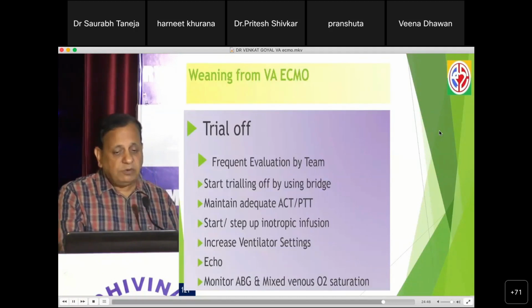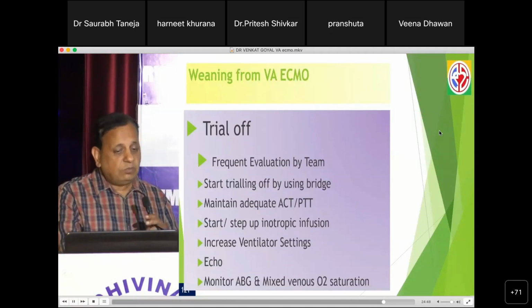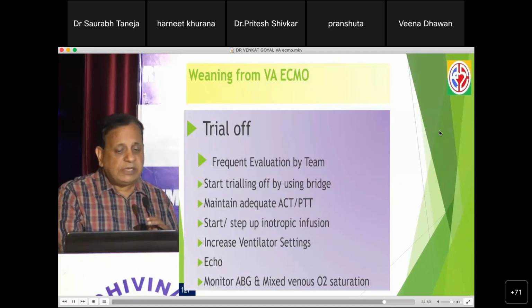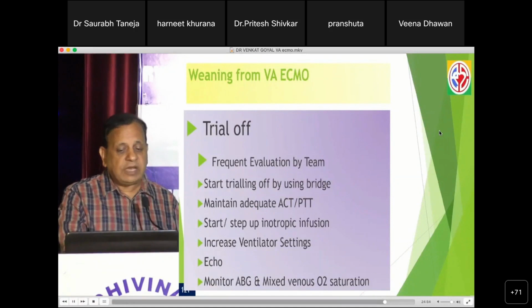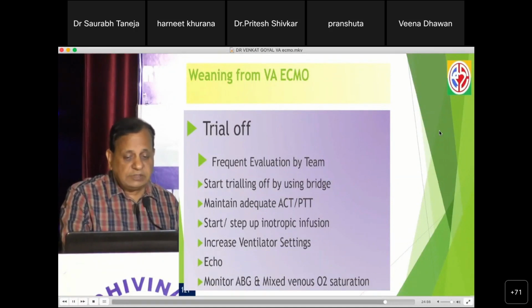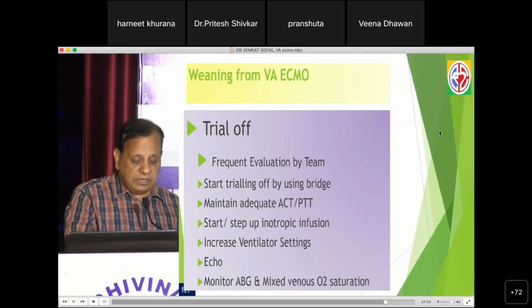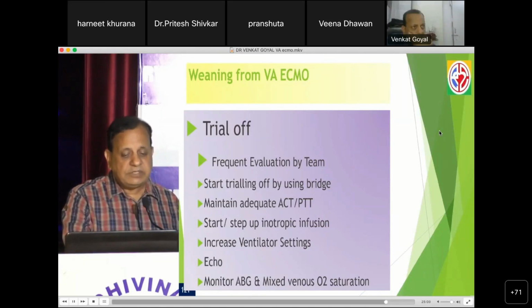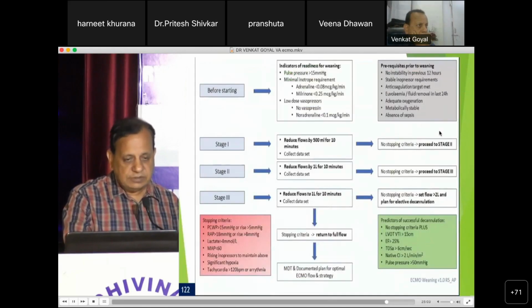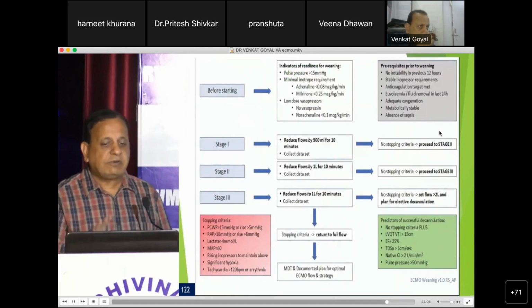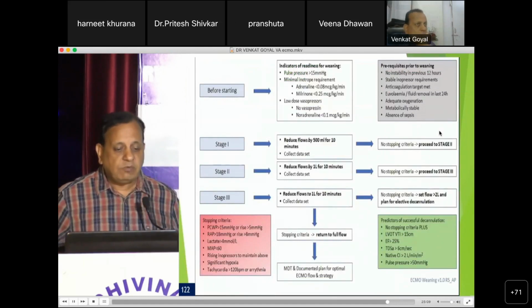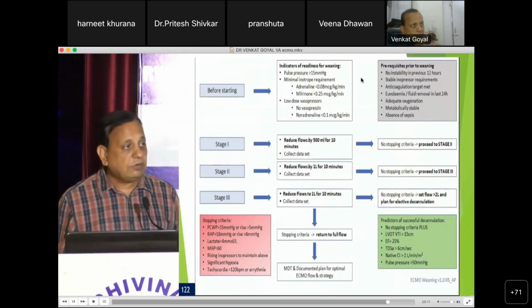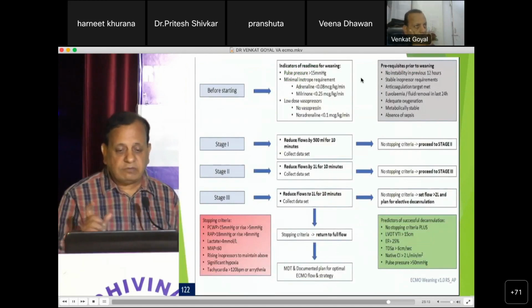The trial is a frequent evaluation by the team. You trial off using a bridge, you maintain adequate ACT and PTT levels, you start and stop inotrope infusion, you increase ventilator settings, you do repeated echo, and you monitor ABG and mixed venous oxygen saturations. So you have got indicators for readiness of weaning, prerequisites prior to weaning, stopping criteria, and predictors for successful decannulation.